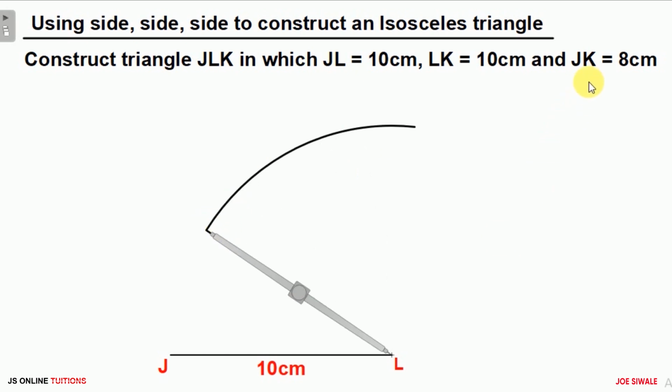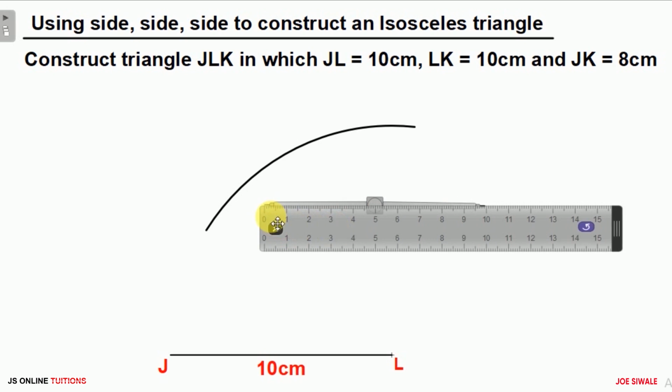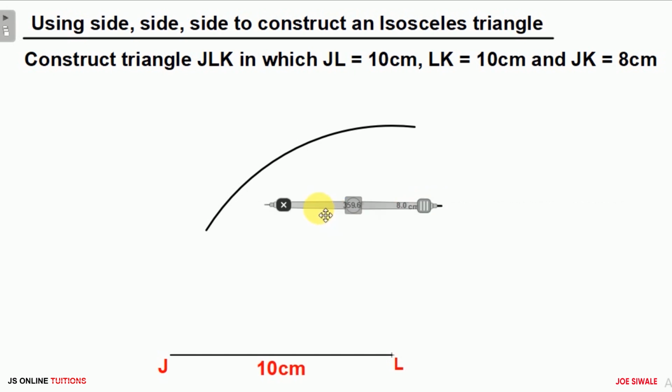Then we've been told JK is equal to 8 centimeters. So we're going to start at point J. So we're going to get our compass and we're going to measure 8 centimeters. So we'll put our compass at 0 there and we're going to measure 8 centimeters. So we have our 8 centimeters. So we'll get our compass and put it at J there and we're going to construct an arc above line JL. So start at point J there and we're going to construct an arc.